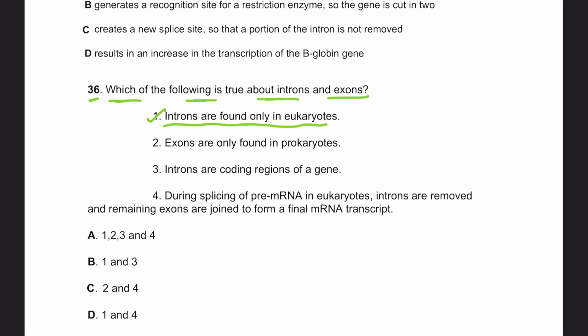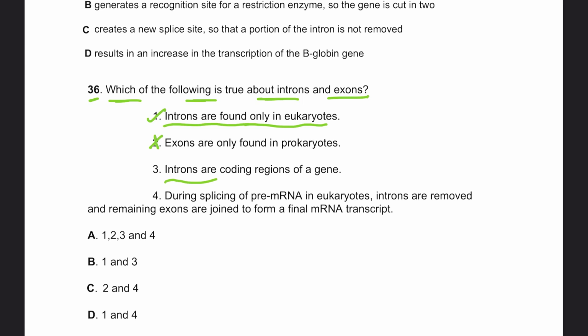Exons are basically coding regions, and prokaryotes only have exons. The gene of a prokaryote only contains coding region, and there are no non-coding regions in the gene of a prokaryote. However, eukaryotes contain both introns and exons. Introns are non-coding regions and exons are coding regions. Exons are only found in prokaryotes. No guys, they are also found in eukaryotes.